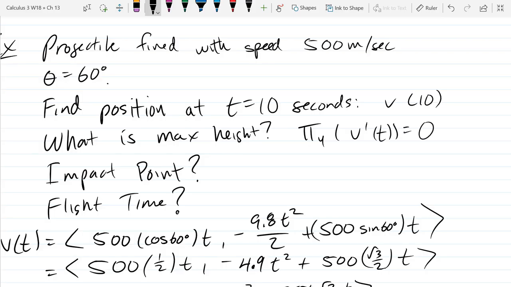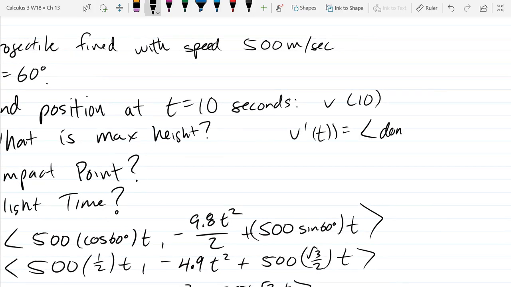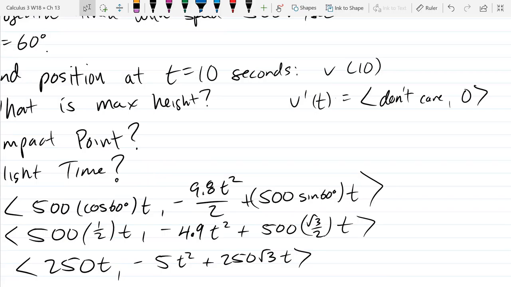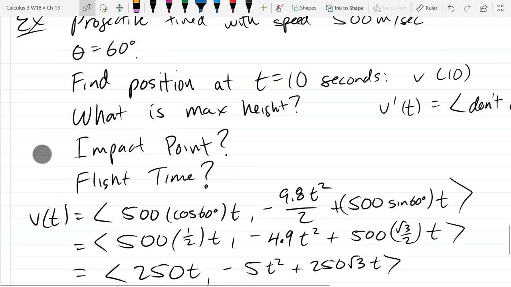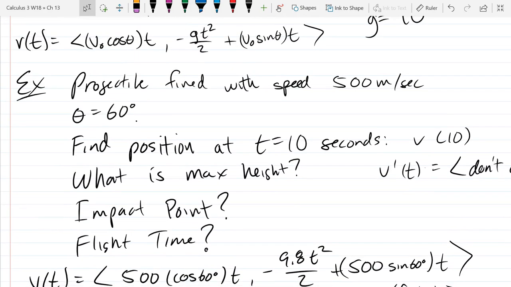So there's a pi function that projects to the y coordinate. Let's not use that. So maybe a better way. How about that? V prime equals don't care, comma, 0. All right, so I need V prime. So we got V, because of the way I just constructed it. If I had gone about it computing from the acceleration to the velocity to the position, I would have already had the velocity.